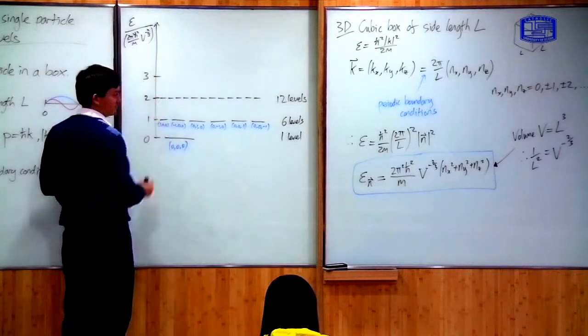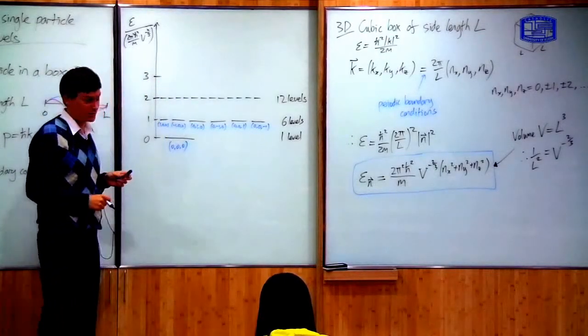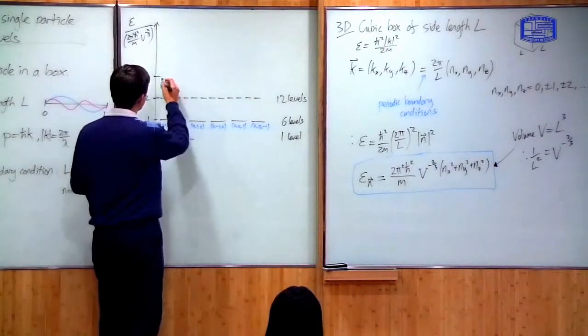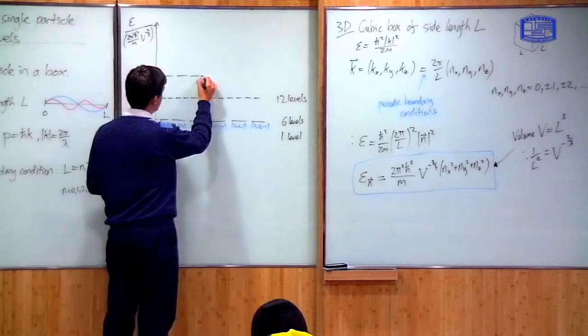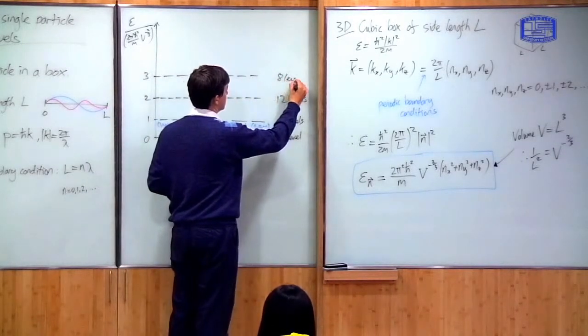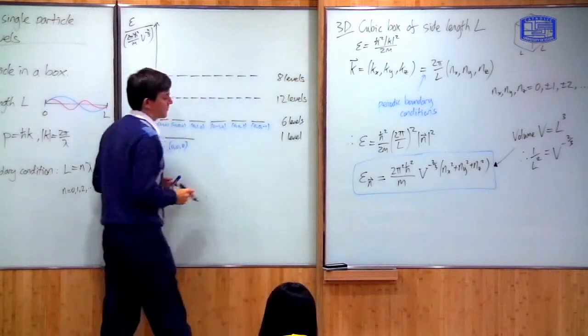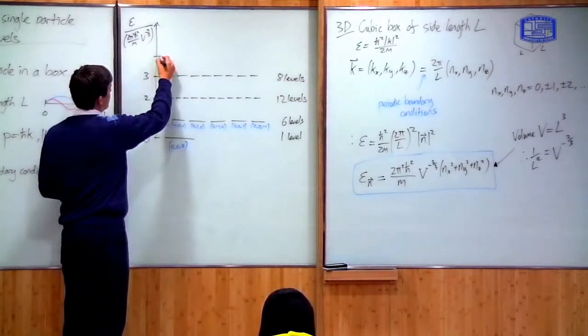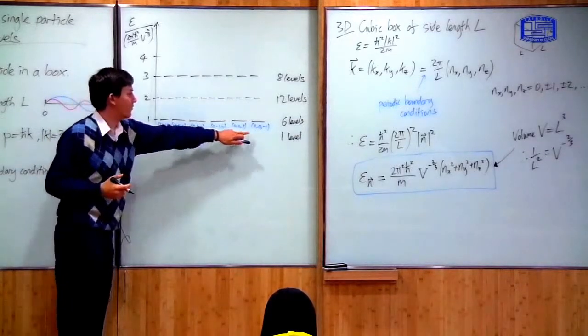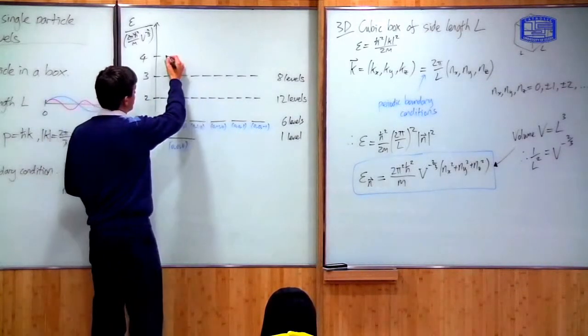Next is 3. The only way to make 3 is 1 plus 1 plus 1. But again, each can be plus or minus 1. So this gives you 8 levels here. 1, 2, 3, 4, 5, 6, 7, 8. Next one is 4. 4 is 2 squared. So I can get all of these levels like this, where 1 is replaced by 2. So again, I get 6 levels here.